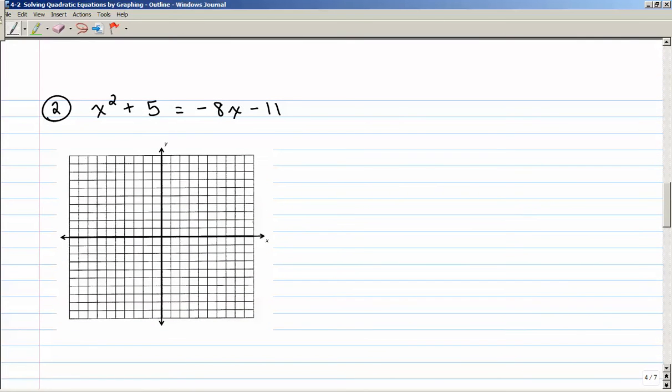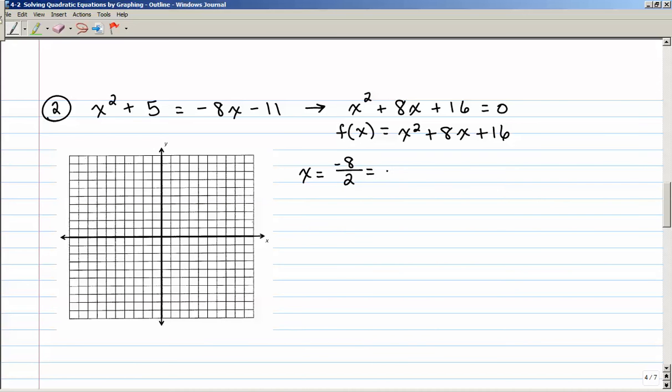X squared plus 5 equals negative 8x minus 11. In order to solve this, I need to put it into kind of its standard form, that is, make it equal 0. So I will add 8x to both sides, add 11 to both sides, and I need to graph the related function, which is f of x equals x squared plus 8x plus 16. To do that, I want to find the x of my vertex. So x equals negative b over 2 times a, or the x of my vertex is negative 4.